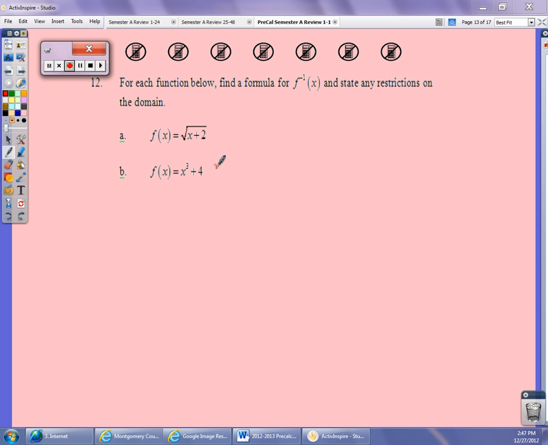On number 12, it says for each function, find a formula f inverse of x and state any restrictions on the domain. Well, remember, to find an inverse function, the first thing that you do, and there are 3 steps, is you replace f of x with y.